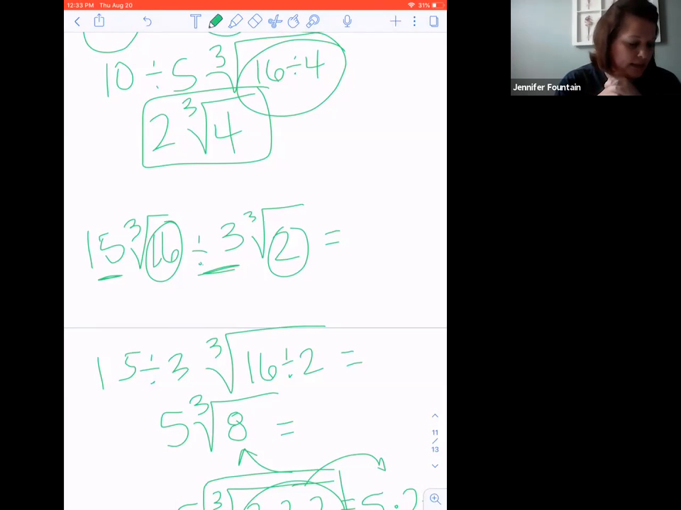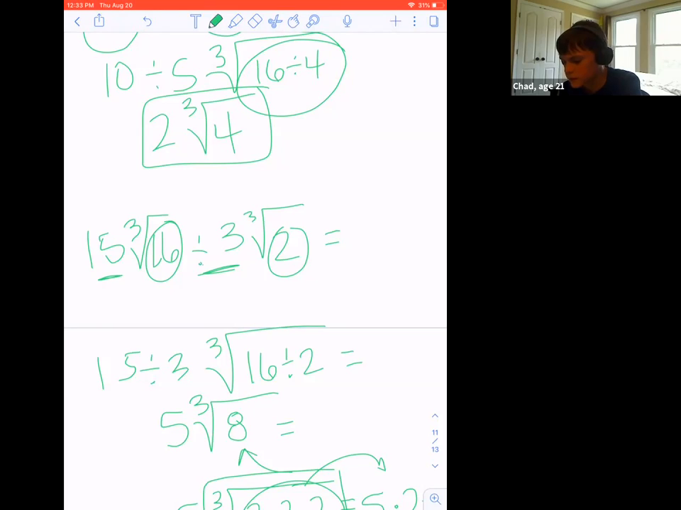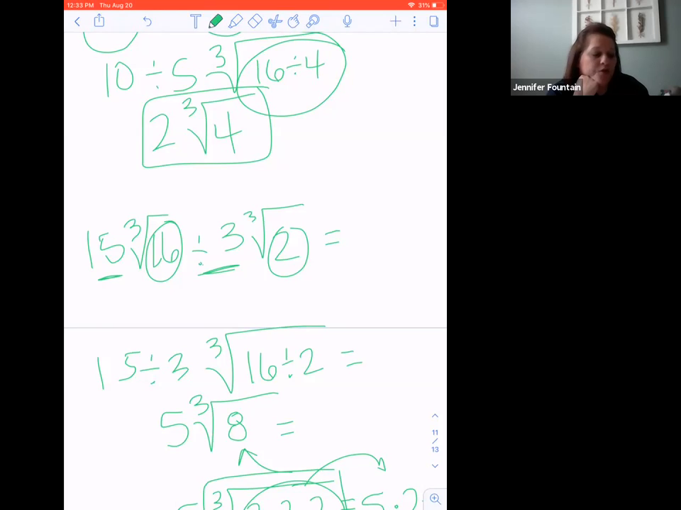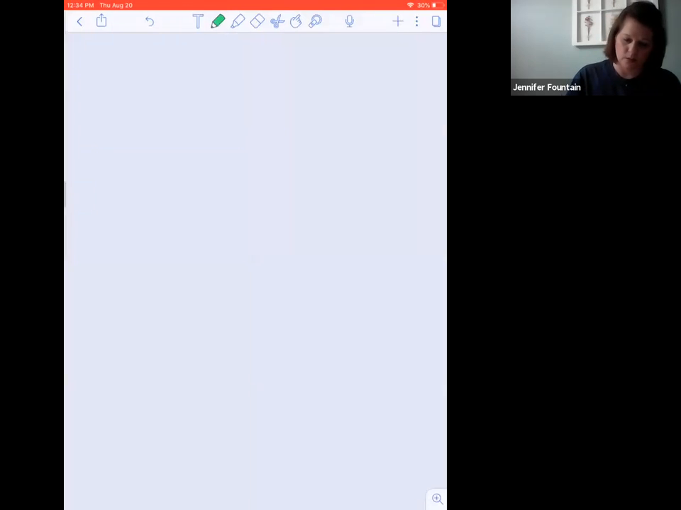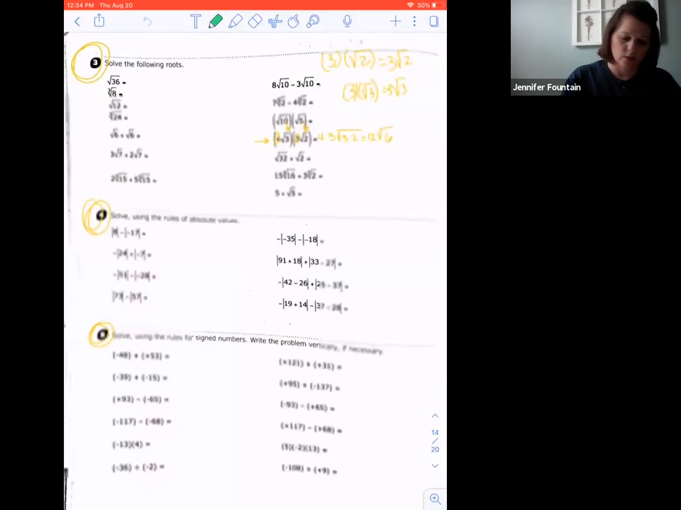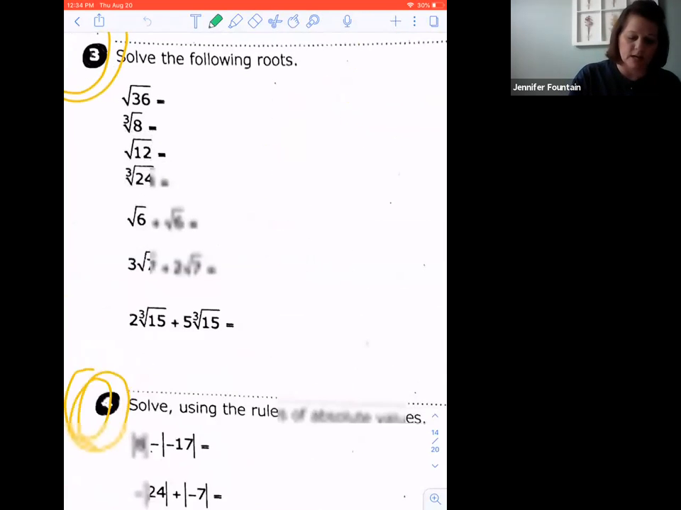Let's go ahead and look at activities 3, where you have the square root of 6 plus the square root of 6 in the left-hand column. Let's see, 1, 2, 3, 4, 5 problems down on the left-hand column of activities 3, I've got the square root of 6 plus the square root of 6. Do you see that? Let me pull up my paper real quick. All right, this one right here.